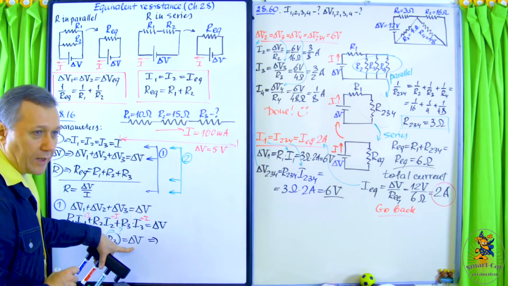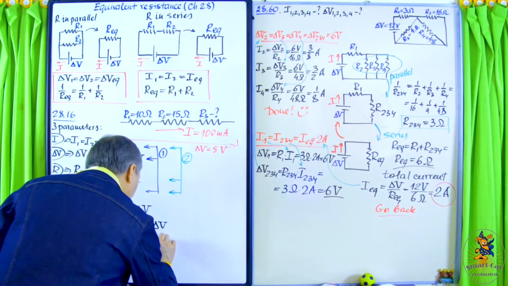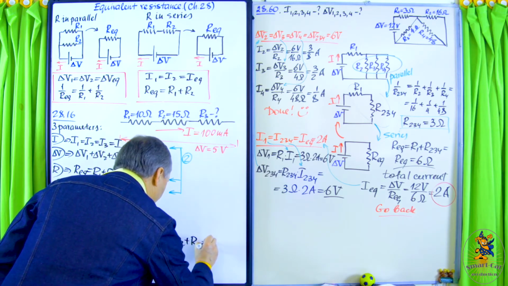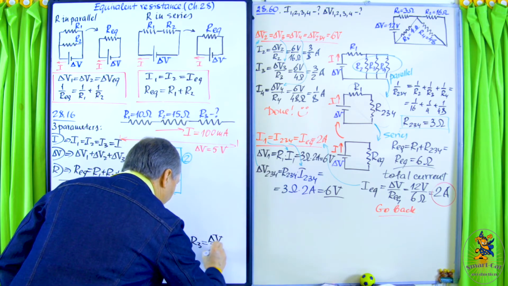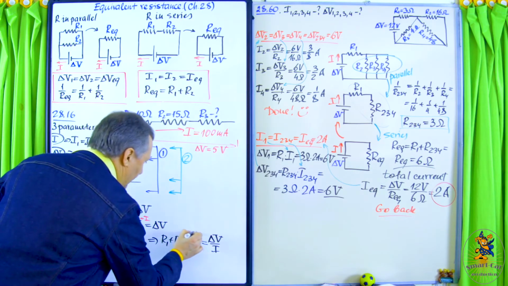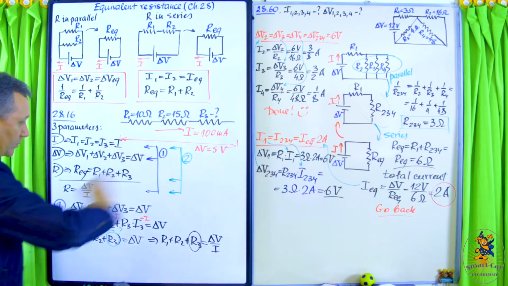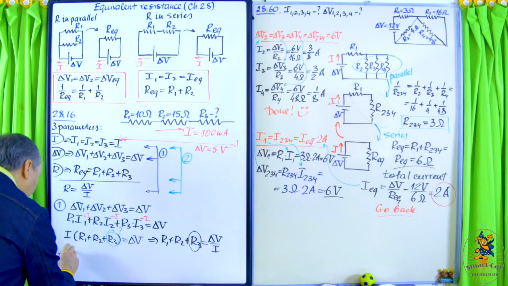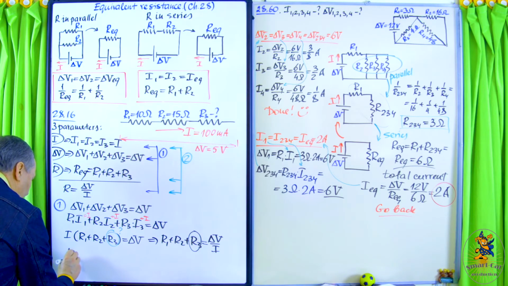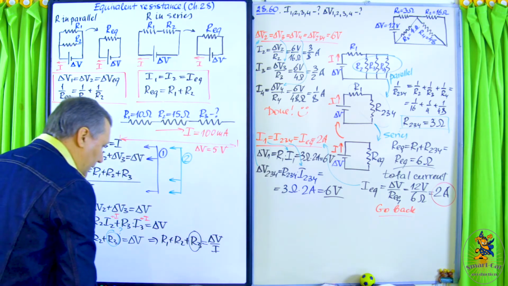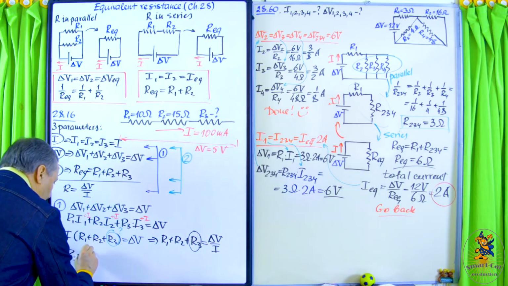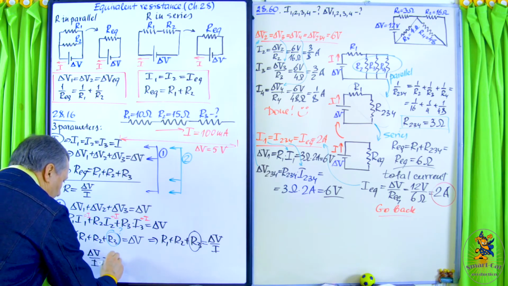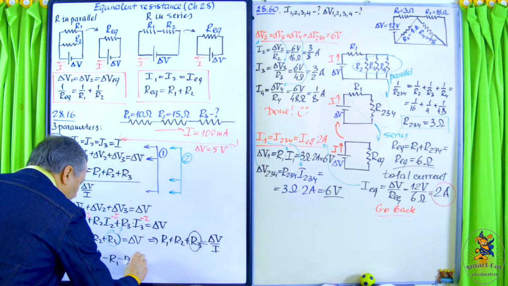So I can probably rewrite it like this. I take this current to the right-hand side, in the denominator. So it will be R1 plus R2 plus R3 equals delta V divided by current. And so, again, this is our unknown. So let's move R1 and R2 to the right-hand side. And as a result, we will get R3 equals delta V over I minus R1 and minus R2.